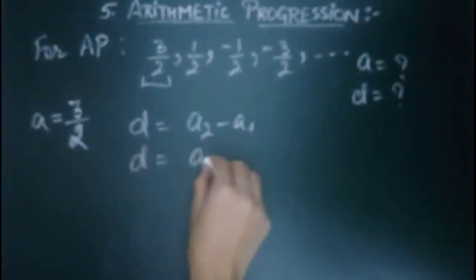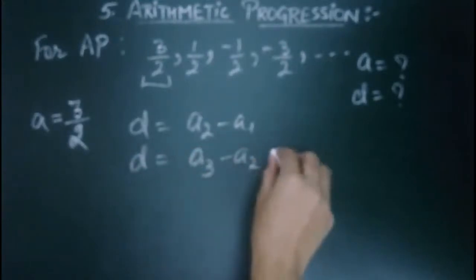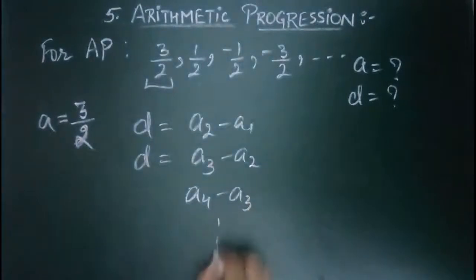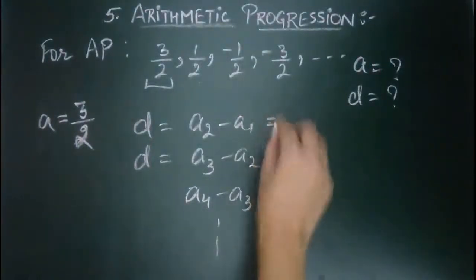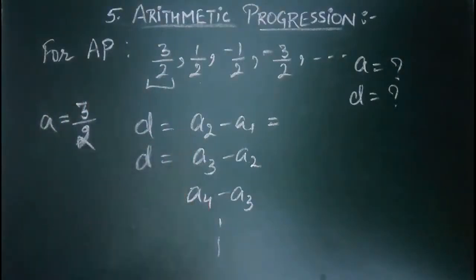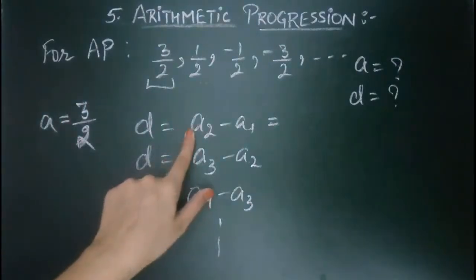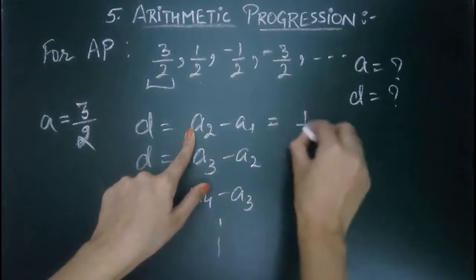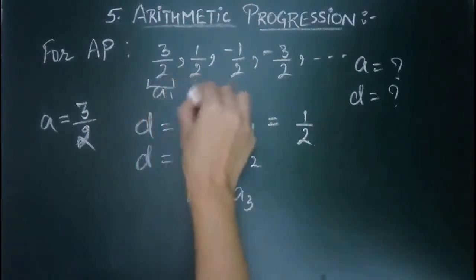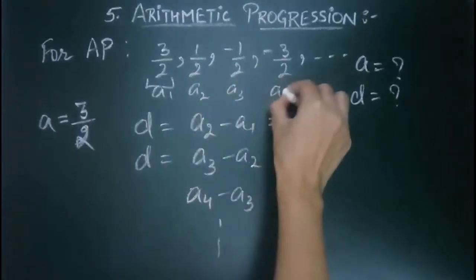It can be A3 minus A2. It can be A4 minus A3 and so on. Because it is already given that it is an AP, we can find any one term and check. A2 minus A1 will be 1 by 2, that is A2, because this is A1, this is A2, this is A3 and A4.